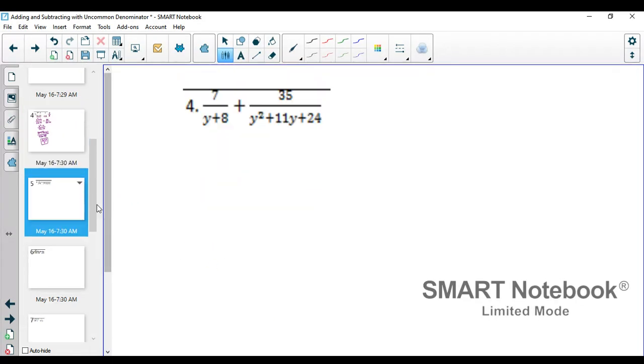All right. So for number 4, we have 7 over y plus 8 plus 35 over y squared plus 11y plus 24. So in order to determine what our common denominator is going to be, we actually have to factor this first. So the factors of 24 that equal 11 are 8 and 3. So I'm just going to write this underneath here. So we have y plus 8 and y plus 3. So that's what that is going to be factored.